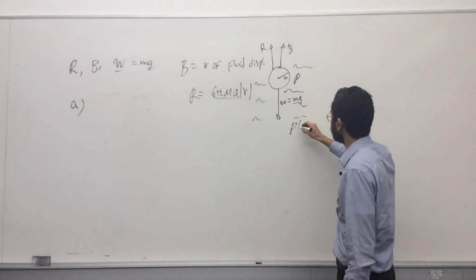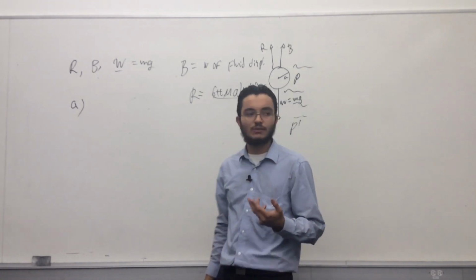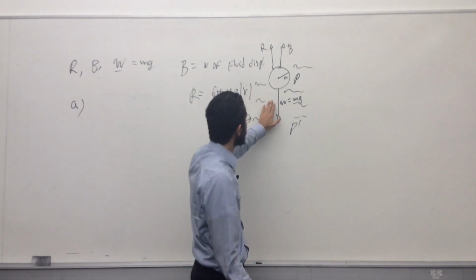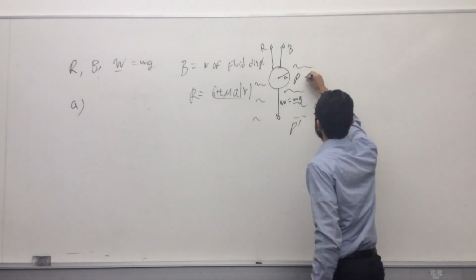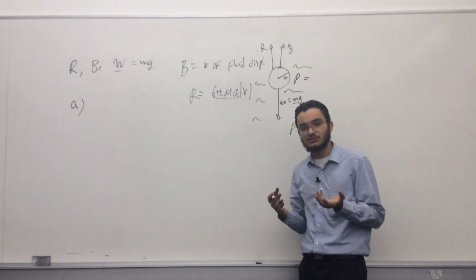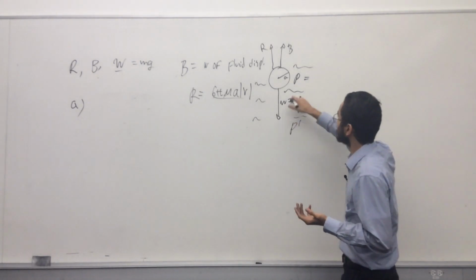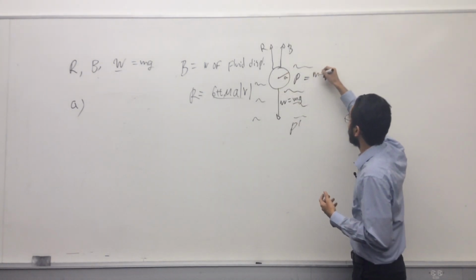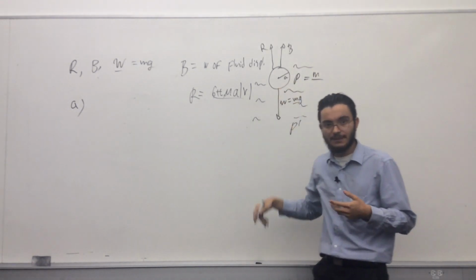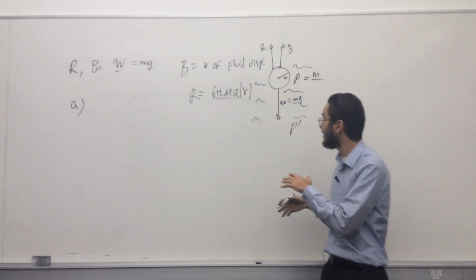Okay, now let's think about what the densities of each of these objects is. So the density of our ball can be described by rho. And remember that density is mass over volume. So in this case, if the mass of the ball we say is m, the density should be m divided by the volume of the sphere. And the sphere has a radius of a.